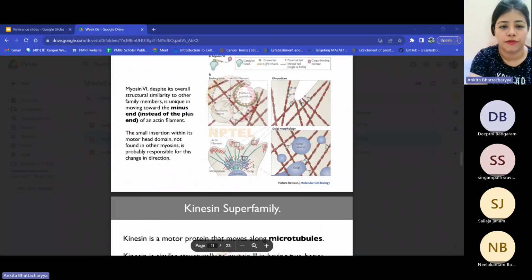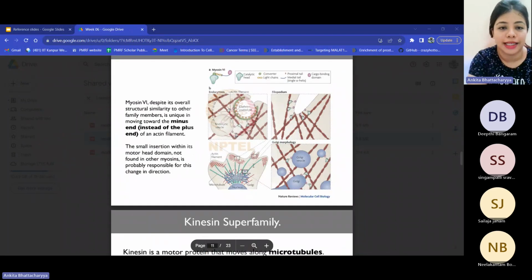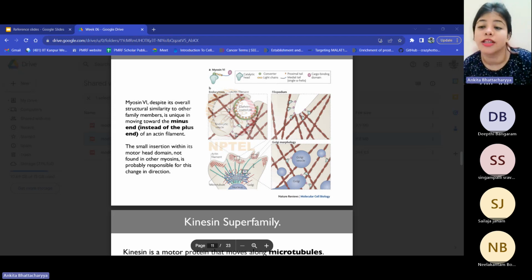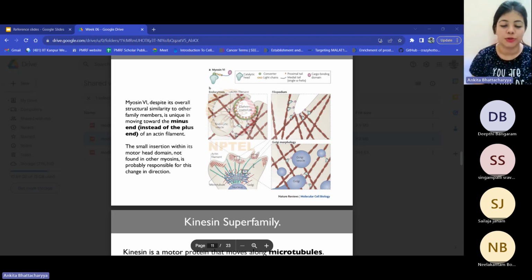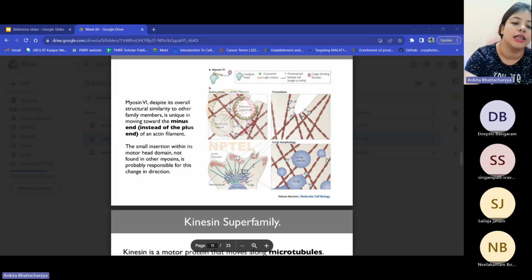So that was myosin 5, then came myosin 6. It has overall structural similarity, but it moves towards the minus end instead of the plus end of the actin filament. This is possibly because of some sort of insertion. When I say insertion, there is most probably an inserted nucleotide, or in other words a mutation in its head domain, which is probably responsible for the change in its directionality.